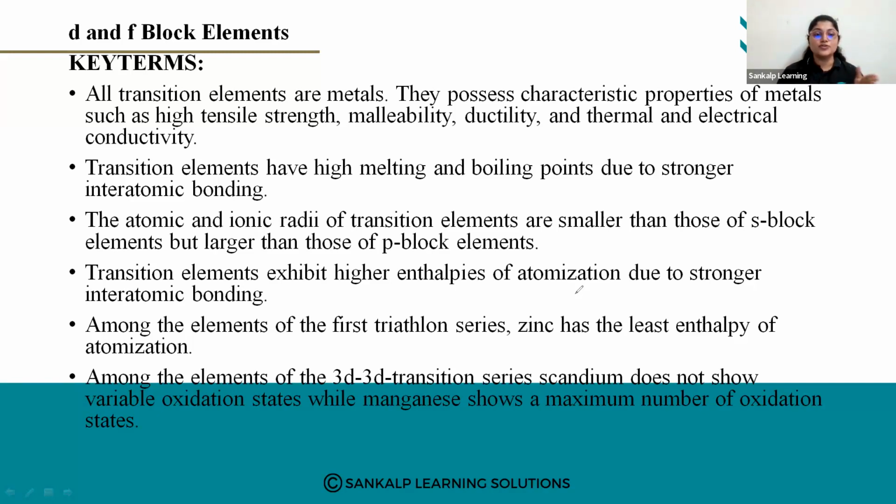The atomic radii of transition elements are smaller than that of s block, but they are larger than that of p block elements, because as you go across a period, it goes on decreasing. And as you go down the group, it increases because of the addition of a new shell. Across a period, why does it decrease? Because of the effective nuclear charge. So remember these reasons also.